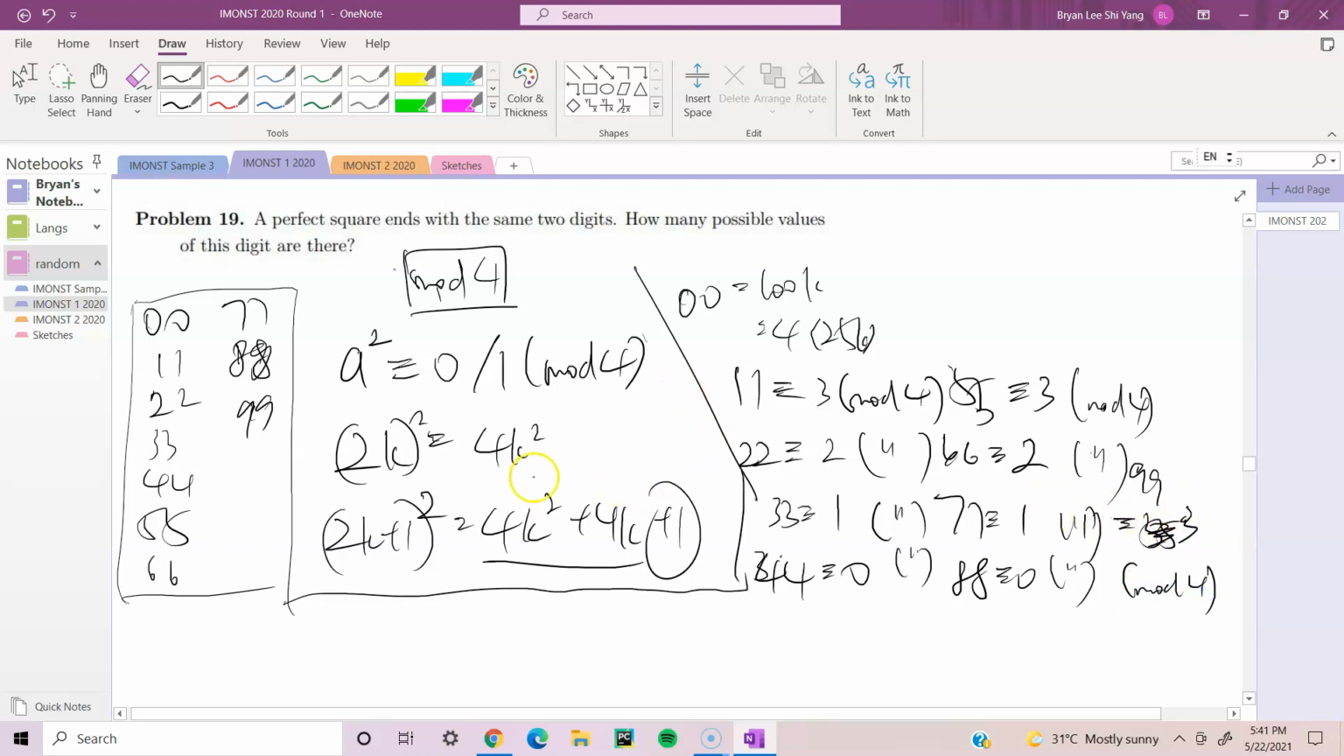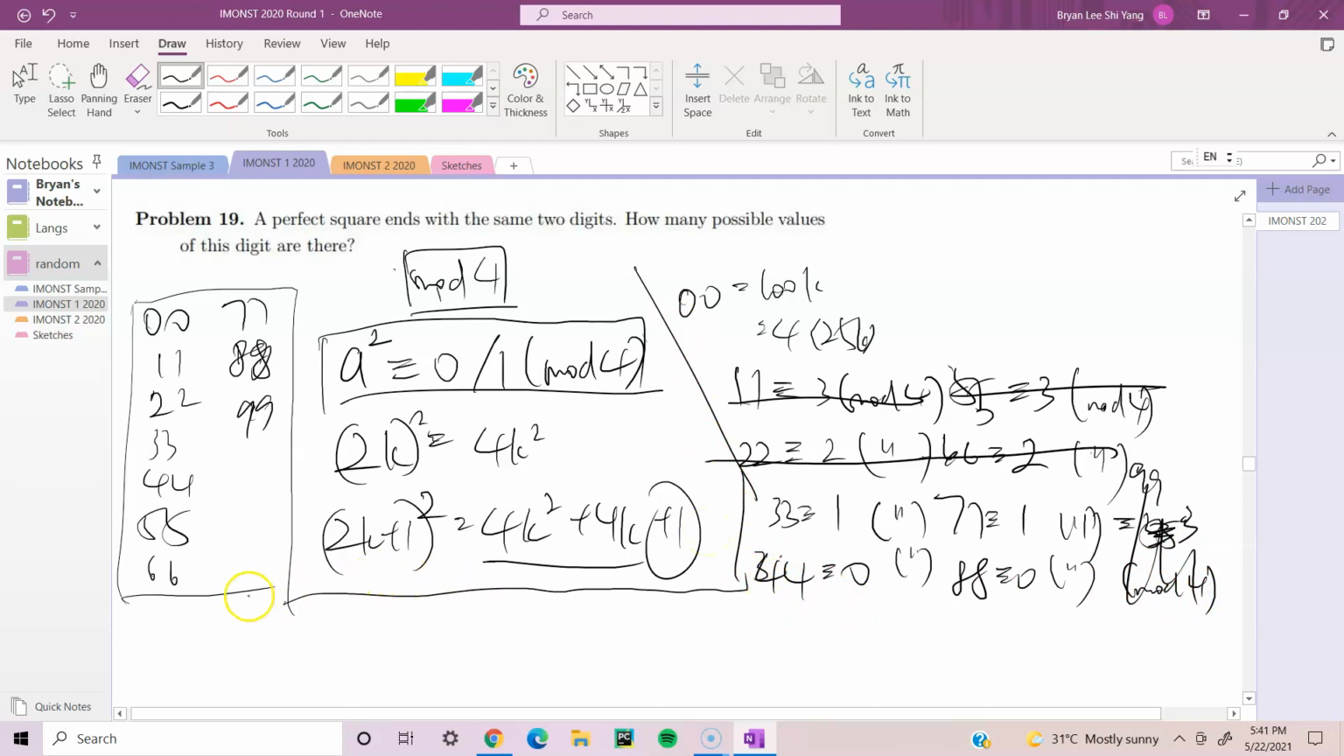So as we have said before, any a squared can only be congruent to 0 or 1 mod 4. So the 2s and 3s are just eliminated, right? So we will have this one out, this one out, this one out, this one out, this one out. So we're just left with 00, 33, 44, 77, 88, right?